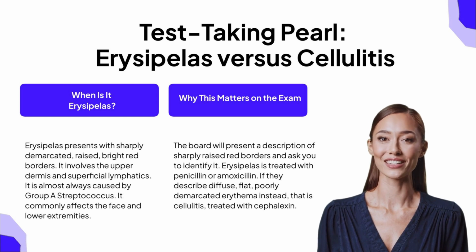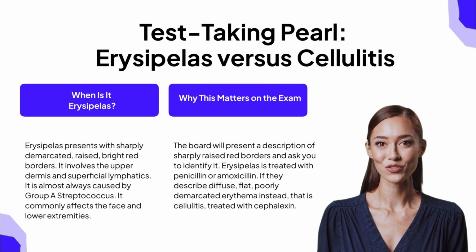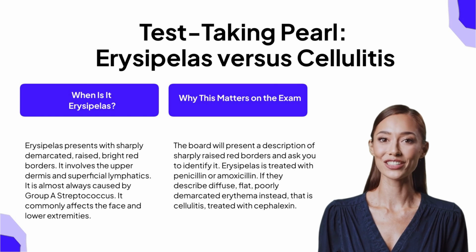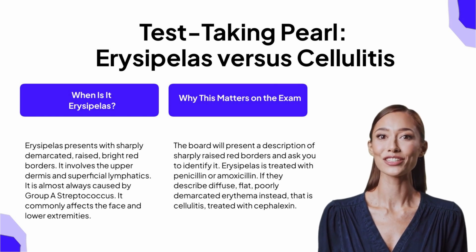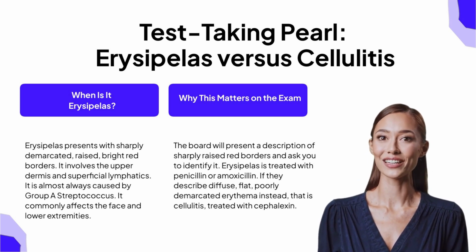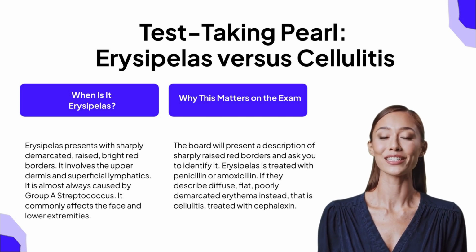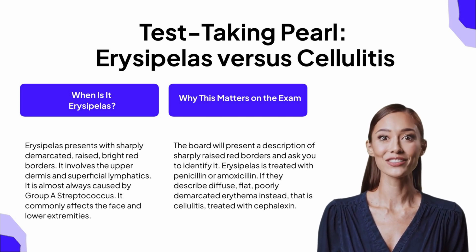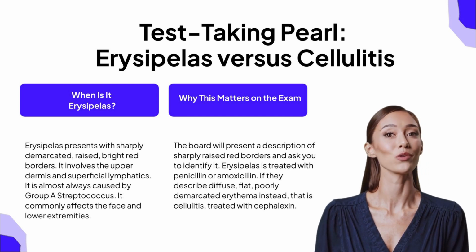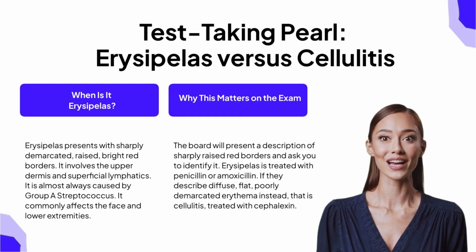Why does this matter on the exam? The board will either present a photo or describe those sharply raised red borders and ask you to identify the condition or choose the right antibiotic. For erysipelas, the treatment is penicillin or amoxicillin because it targets group A strep specifically. If instead they describe diffuse, flat, poorly demarcated erythema, that is cellulitis, and the treatment is cephalexin or dicloxacillin to cover both strep and methicillin-sensitive staph. Memorize this distinction. Review the dermatology images in your board resources so you can recognize these patterns visually.